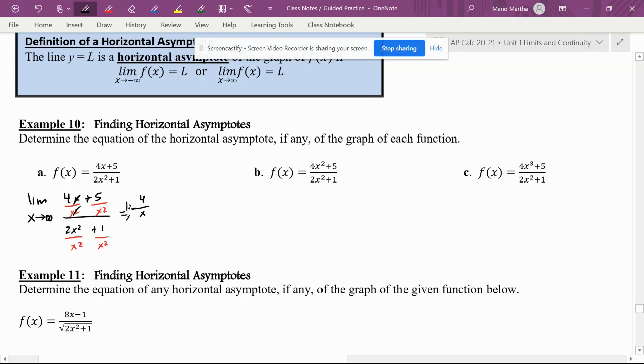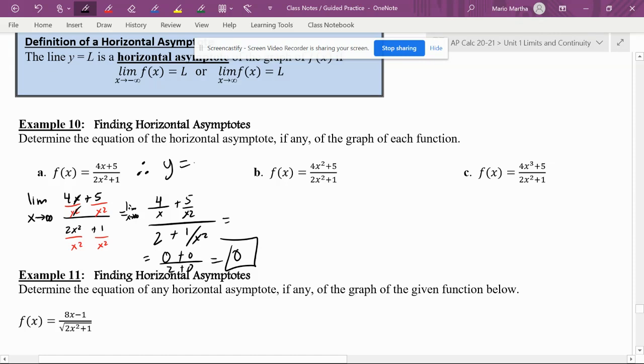The limit as x approaches infinity of 4 over x plus 5 over x squared, divided by 2 plus 1 over x squared. Direct substitution here, you'll find that we have 0 plus 0 over 2 plus 0, which is just 0. Therefore, we can say that the horizontal asymptote is located at y equals 0.